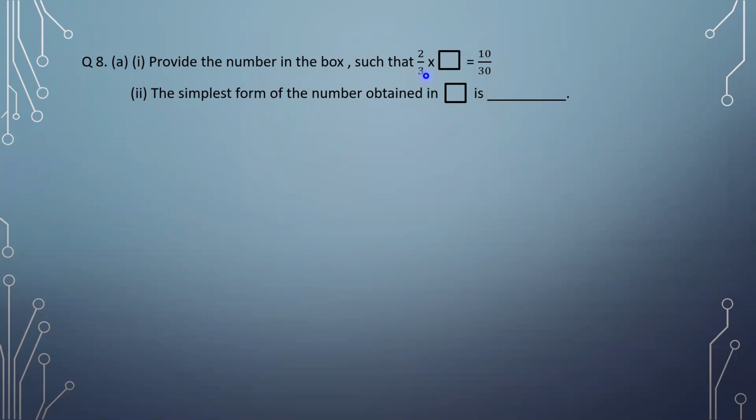And in a similar way, 3 10s are 30. If we take the multiplication of 3 into 10, we get 30. So therefore the missing number will be 5 upon 10. The second way to find the missing number is to divide the 10 by 2 and divide the 30 by 3, then also you get the numerator and denominator. And the simplest form will be 1 by 2, because we can divide by 5. 5 1s are 5, 5 2s are 10. So 1 by 2 is the simplest form.